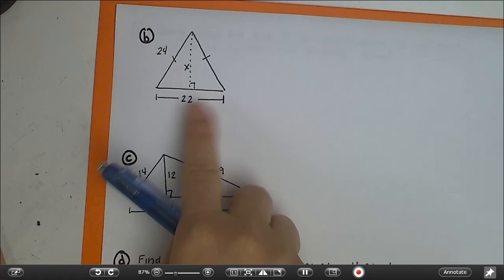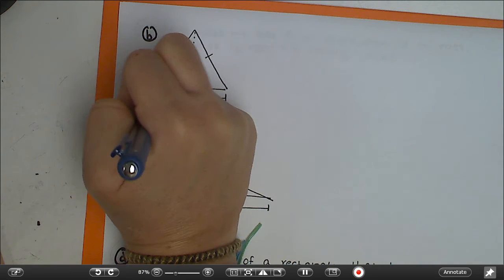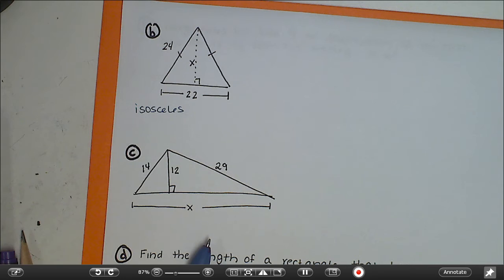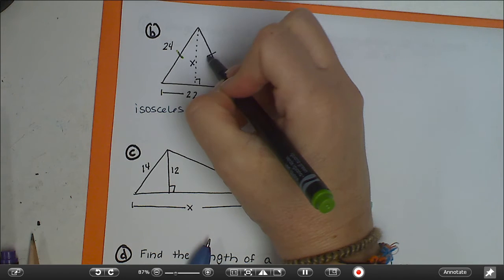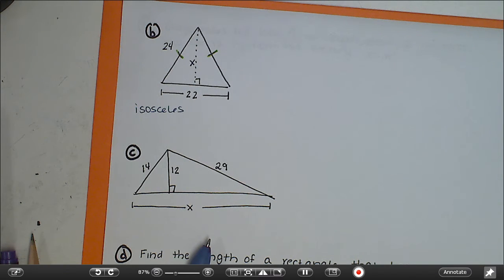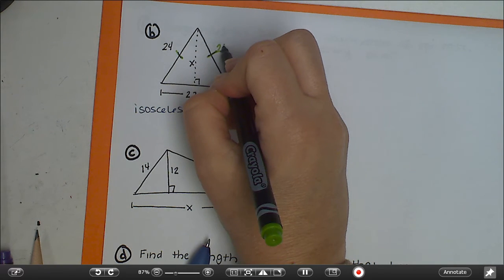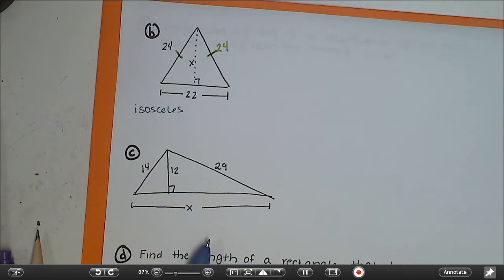All right, here we have what's called an isosceles triangle. We know it's isosceles because two of the sides are the same. This side and this side. That's what those little marks mean. They mean those are the same distance. So if we wanted to know how long that side is, it's 24.